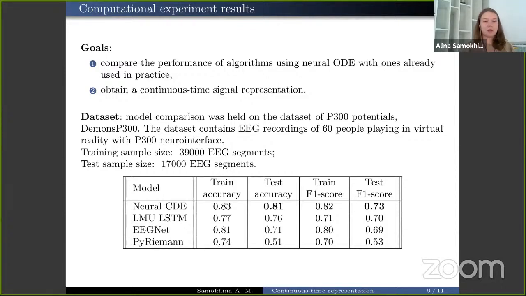But when we have irregular data, or we want to prognose the target variable at times other than the moments we get the signal, for example, we are getting a signal every 2 seconds, and we want to predict our target variable every second, then these neural ODE models come to the rescue.